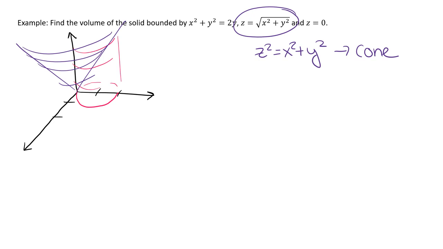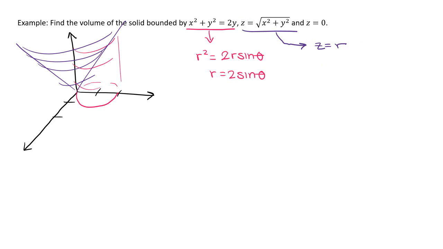So the top of this object is the cone. The bottom is z equals 0, and the sides come from this cylinder. That's basically what we're seeing. So I'm going to try to set up a triple integral in cylindrical coordinates to find the volume. And again, if I want to find volume, I just integrate 1.